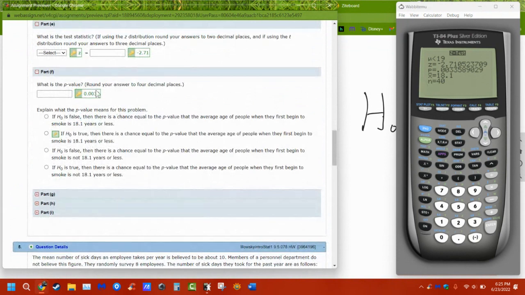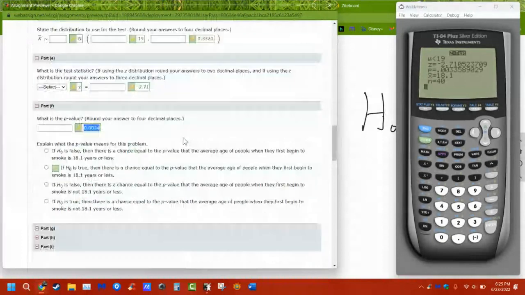It means this is the probability of getting this information if the null hypothesis was true. So we have a really small chance of that. Okay, we have less than 1% chance of this happening. So because of that, we reject the null hypothesis.